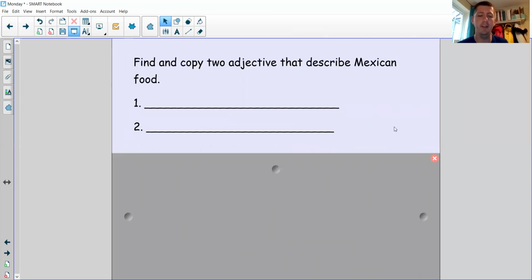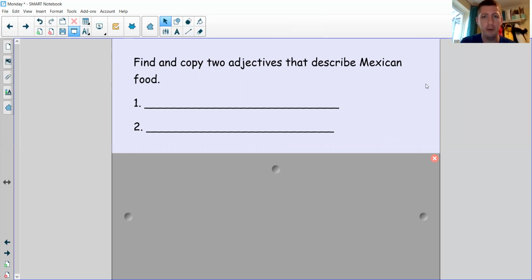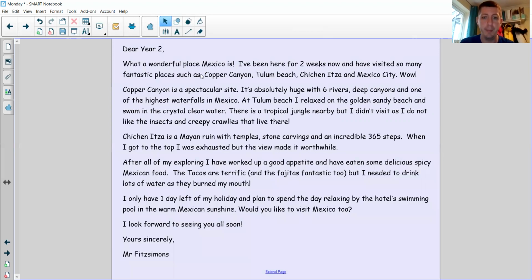Now this question says, find and copy 2 adjectives. Oh, I've missed out the letter S. 2 adjectives that describe Mexican food. So we're looking for 2 adjectives. They're describing words that describe the Mexican food. So we need to find in the text where it says about food, and then we need to find 2 adjectives. And it says find and copy. So can we make our own words up? No, we have to use the words that are in the text. So let's find them. Where does it say about the food? About describing what the food is like?